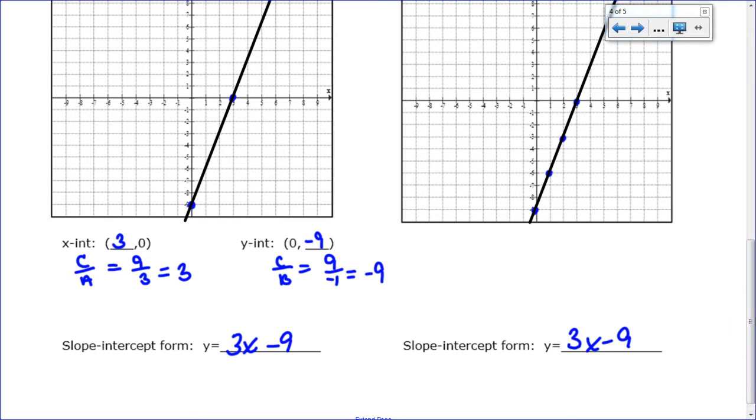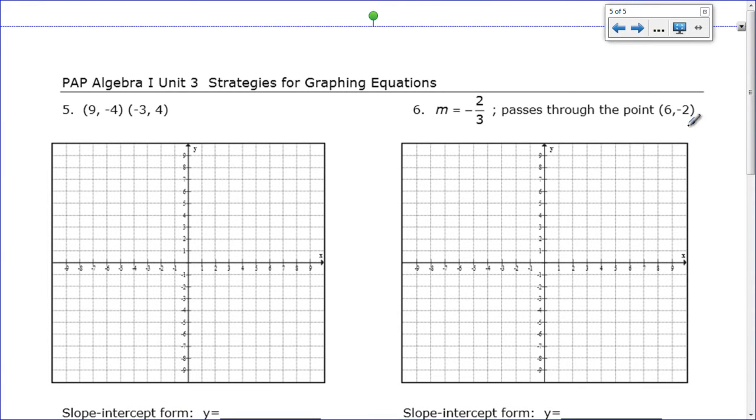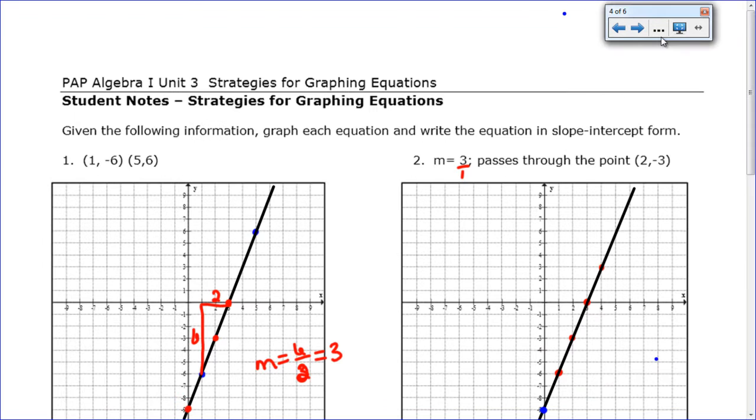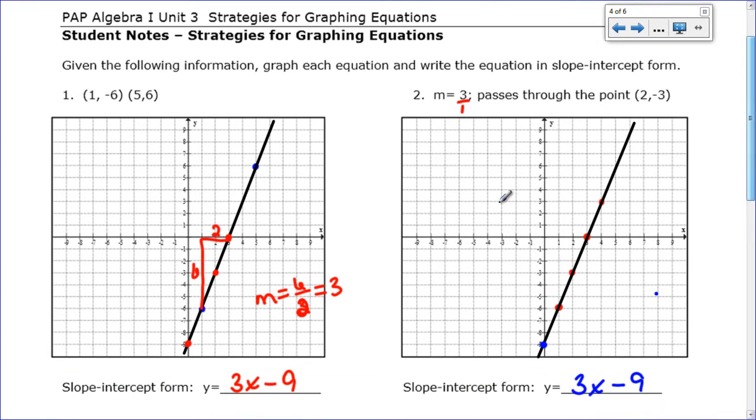It depends on what you're given, how you're going to deal with the problem. So let's talk about some strategies here. If you were given 2 points and you're asked to graph it, plot the 2 points and then draw your line, and then to find the slope, find a pretty point, do your rise over your run. That's an excellent strategy.